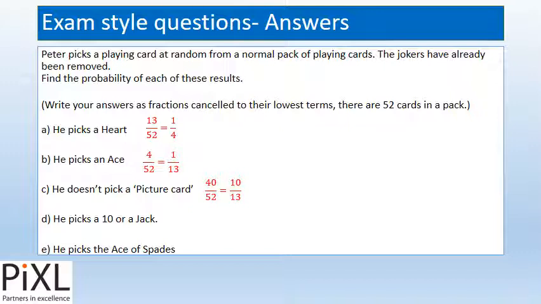He picks a 10 or a Jack, so how many 10s are there? Well, there's 4 of them and there are 4 Jacks, so that's 8 out of 52, which is 2 over 13. He picks the ace of spades, there is only 1 ace of spades, so 1 out of 52. Now try section C from the workbook.